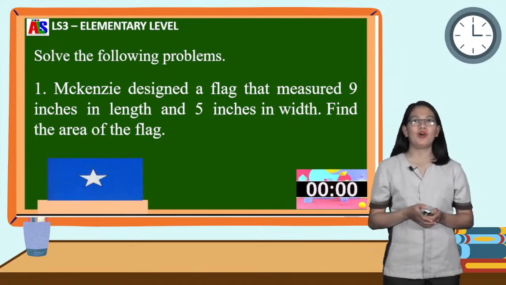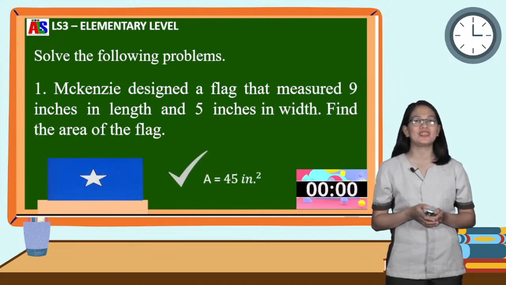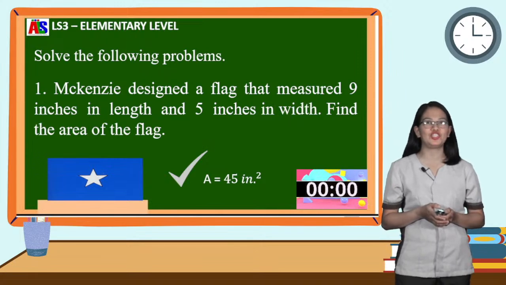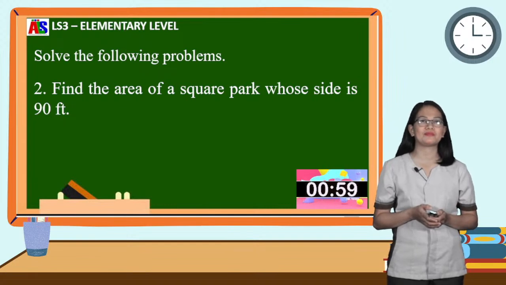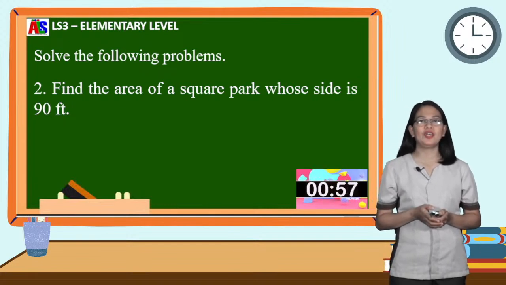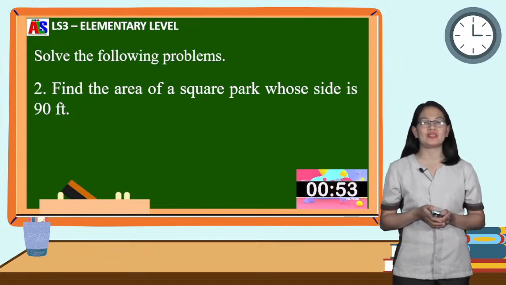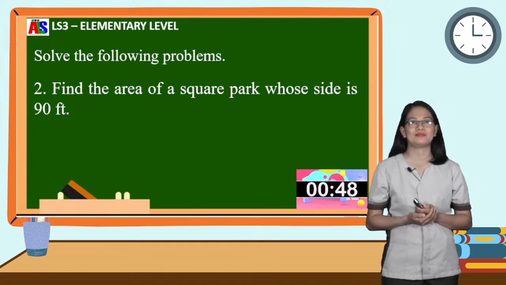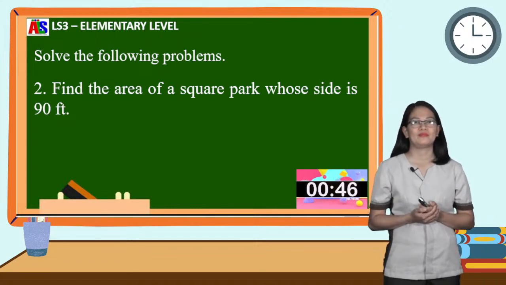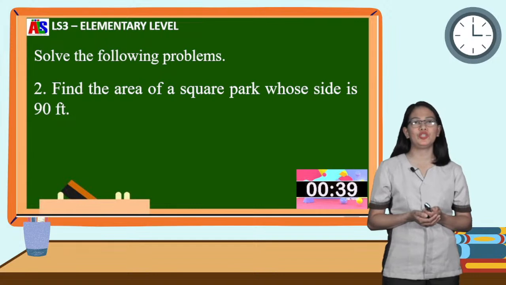The shape of the flag is, of course, a rectangle, and the answer is 45 square inches. Number 2, 1 minute. Find the area of the square park whose side is 90 feet. What is the shape of the park? What formula should we use?